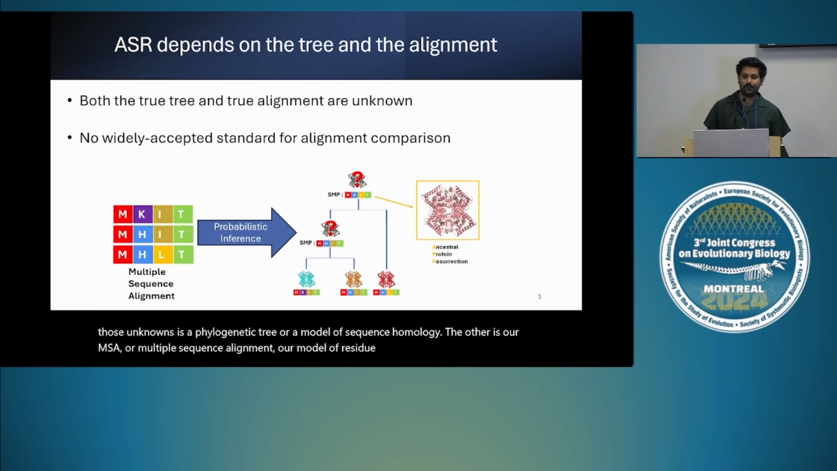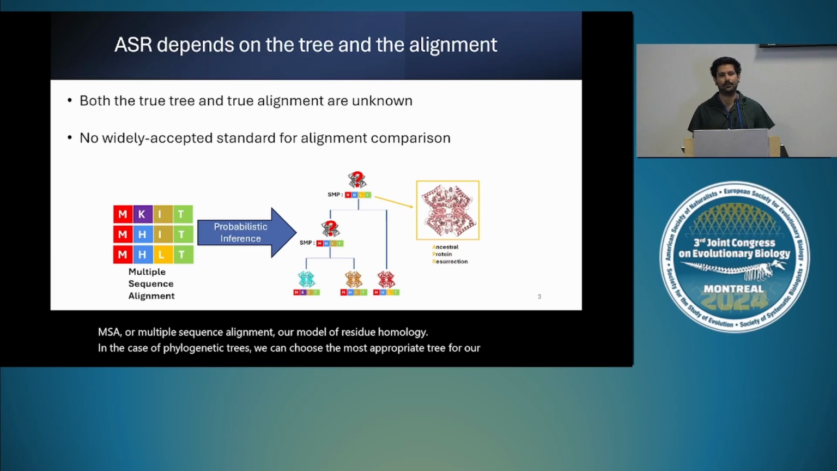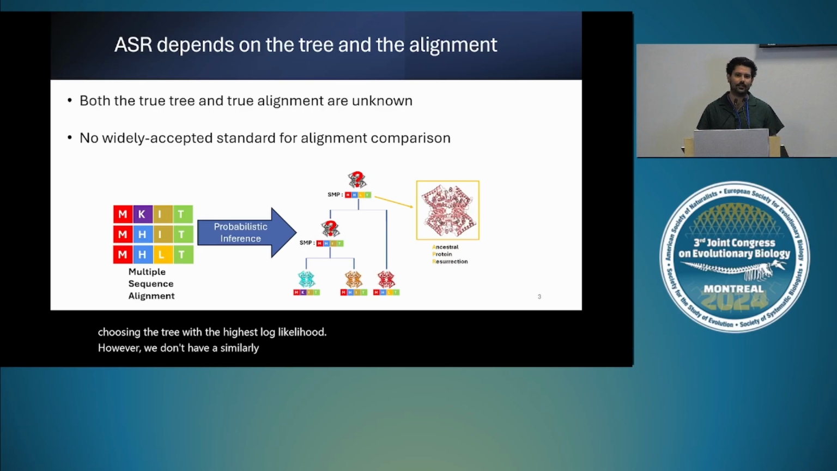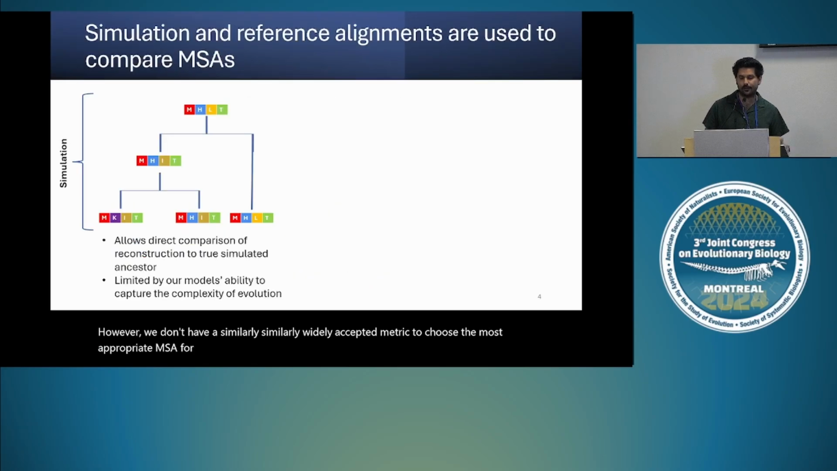In the case of phylogenetic trees, we can choose the most appropriate tree for our analysis by choosing the tree with the highest log likelihood. However, we don't have a similarly widely accepted metric to choose the most appropriate MSA for ASR. And so this open and very difficult question on how do we choose an alignment for ancestral sequence reconstruction has previously been tackled using simulation.